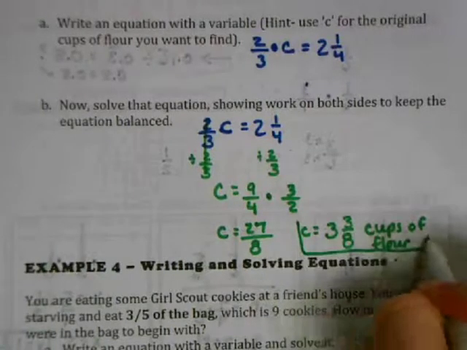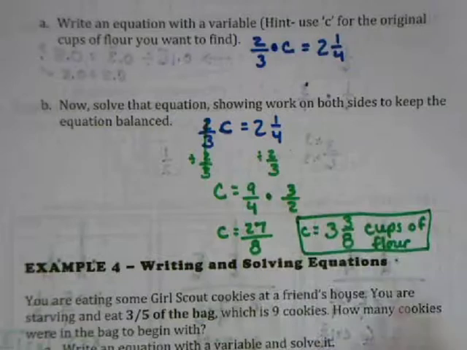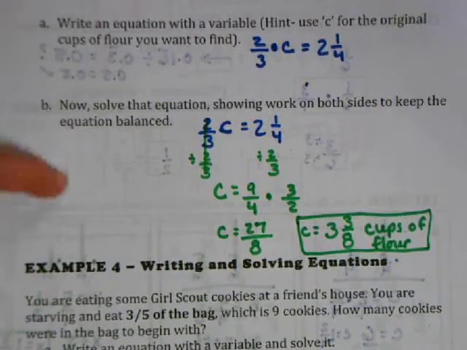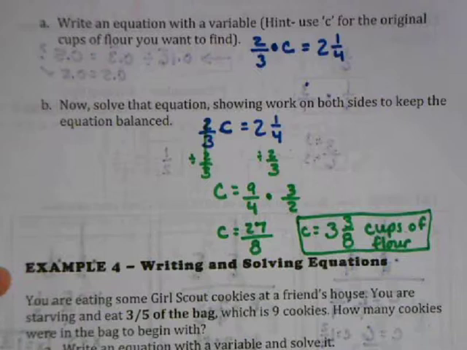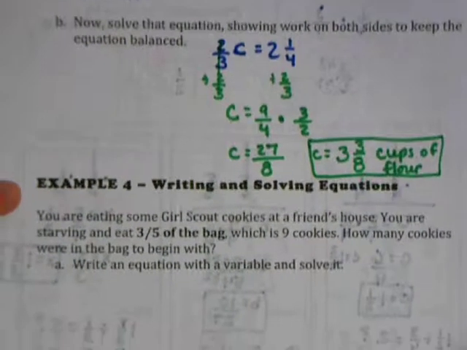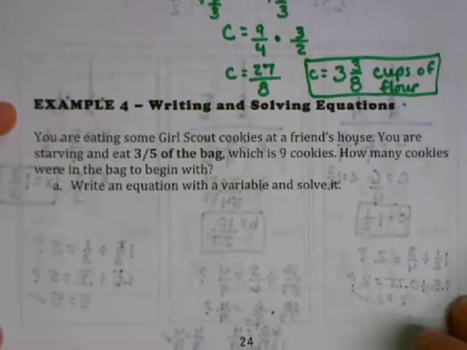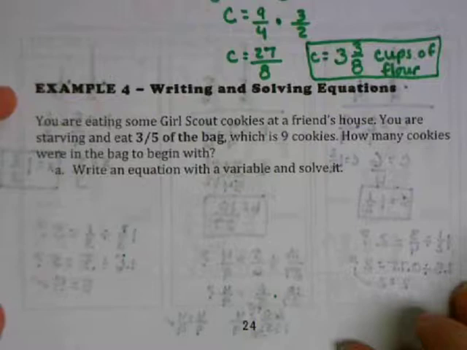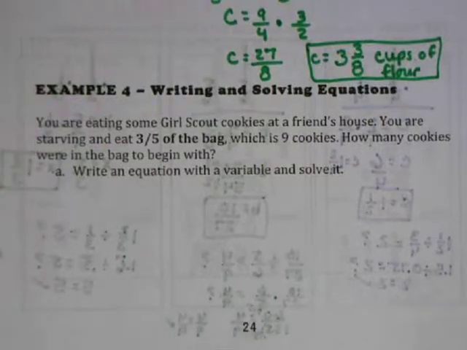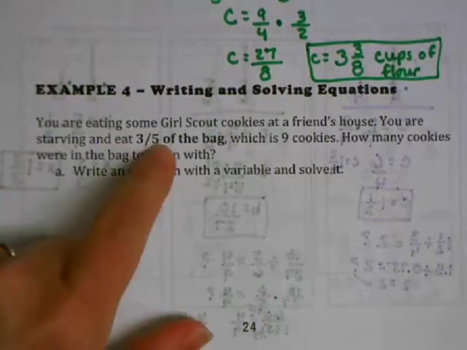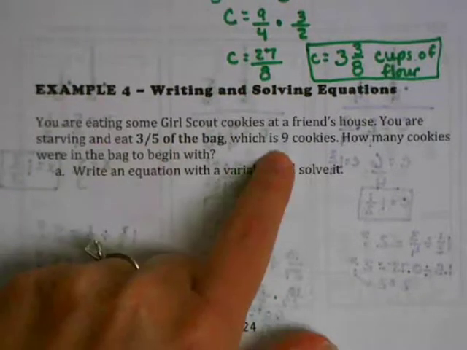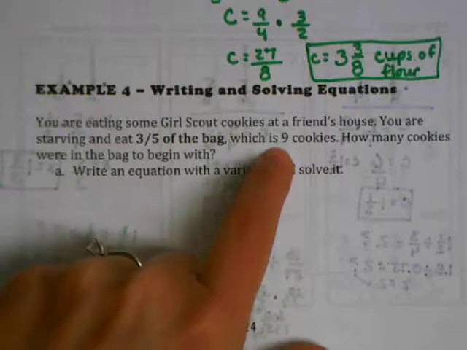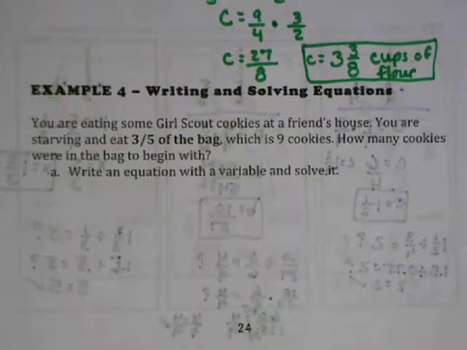Would we be able to go back and check this? Plug it in, make sure it's right? Yes. And I would expect you to be able to do that. For now, let's go on and see if you can practice writing one more type of equation here. This one says you're eating some Girl Scout cookies at a friend's house. You're starving, and you eat 3/5 of that whole bag, which ends up being 9 cookies. Yummy, 9 cookies. How many cookies were in the bag to begin with?